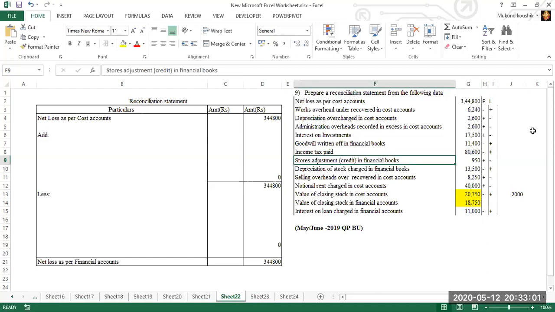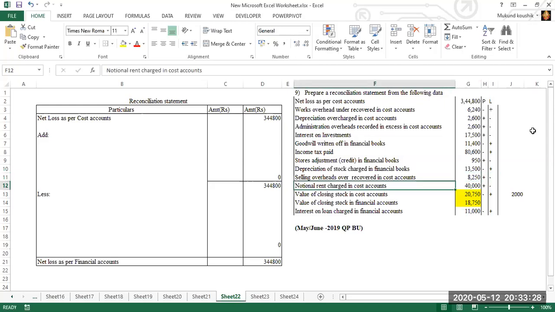Then again, stores adjustment credited in financial books is an income. We have to add in normal cases, but since it is a question of loss, we have to deduct. Then again, depreciation of stock charged in financial books. So depreciation of stock charged in financial books means it is an expense. So normally we used to deduct, but since the question is about loss, now we have to add. Then again, selling overheads over recovered. Over recovered means over absorbed. Whenever there is over absorption, we have to add. Since it is a question of loss, we have to deduct.